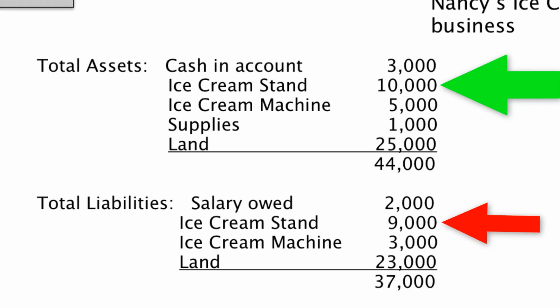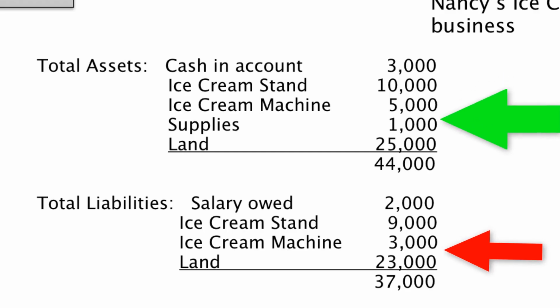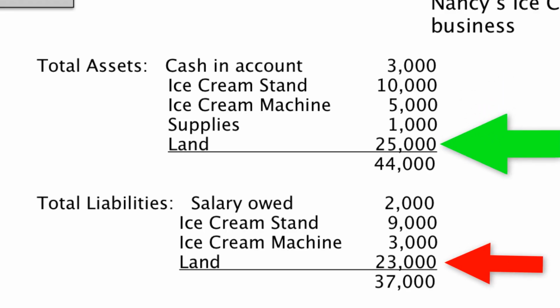So then we look at the ice cream machine, and we have the same exact thing. The machine might be worth $5,000, but $3,000 of that is still debt because Nancy doesn't own the ice cream machine. She took out a loan in order to buy it. So she owns $2,000 of the $5,000. Okay, and then we look at the land. So she would have bought that plot of land and the land is worth $25,000 is what she's listing it for. But she still owes $23,000 on that land. So she's only paid off $2,000 on that land.